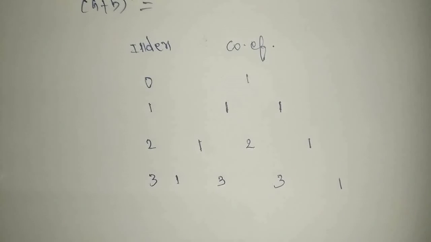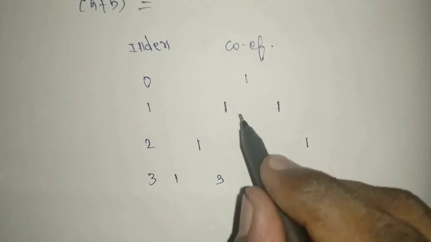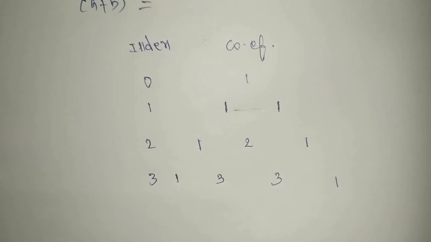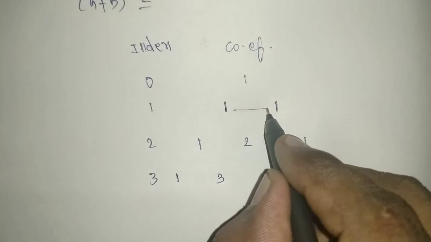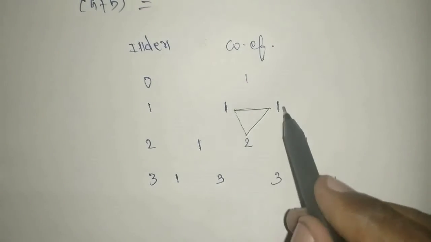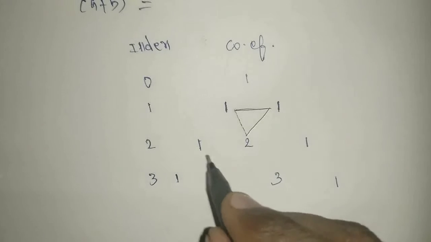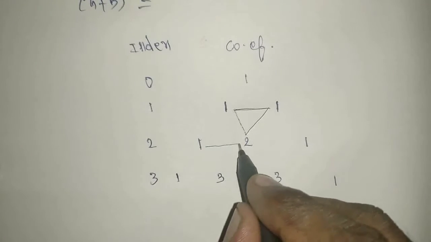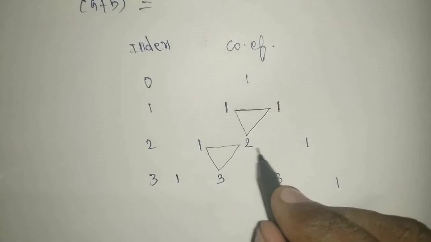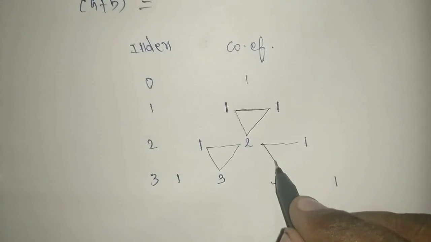Sir, by using that how will you get power 4? Listen carefully, my dear students. This 1 and this 1, if you add, now we will get this 2. So 1 plus 1 we are getting 2. Next this 1 and 2, if we add, what are we getting? This 3. Likewise this 2 and 1, if we add, what are we getting?